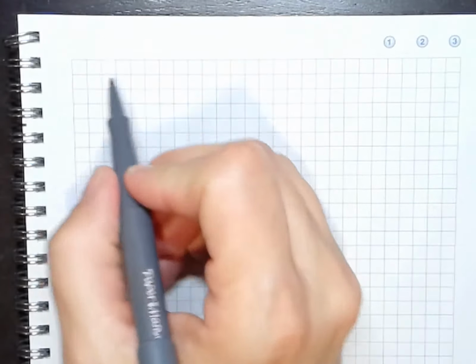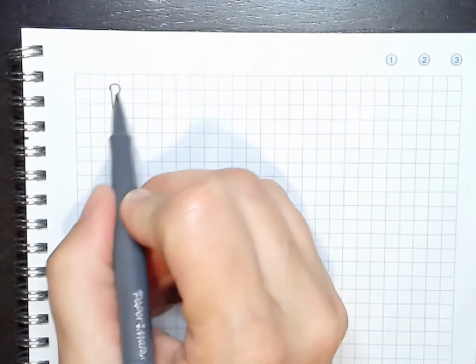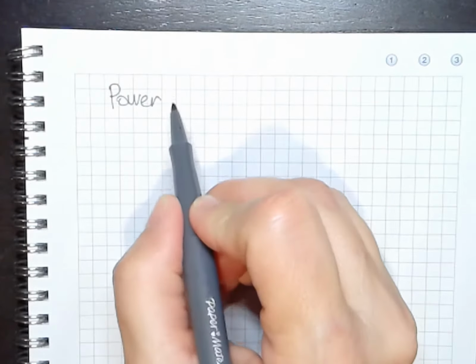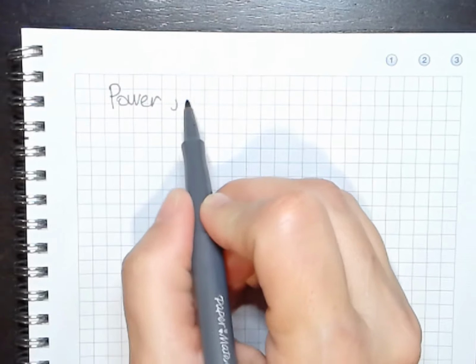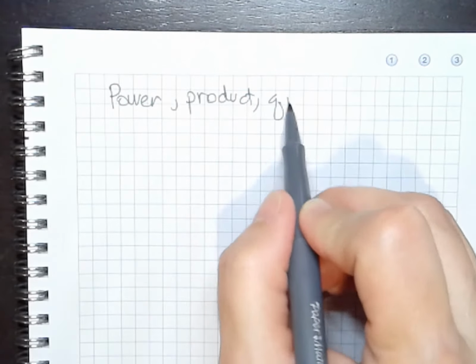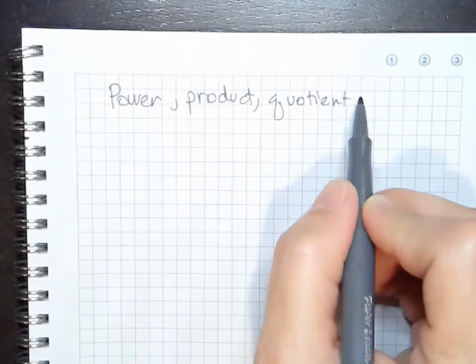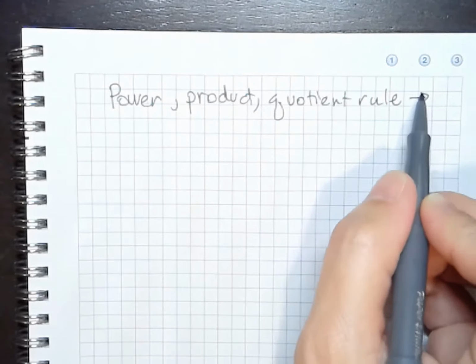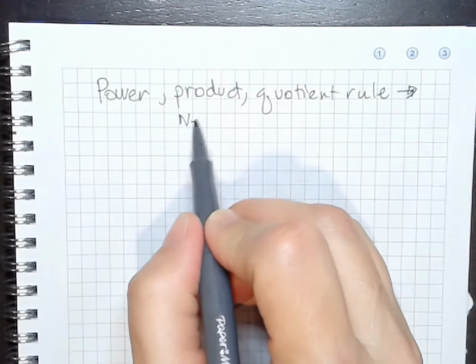Okay, I have one more of the power rule problems I want to post. So these are power, product, quotient rule, and they have negative exponents.